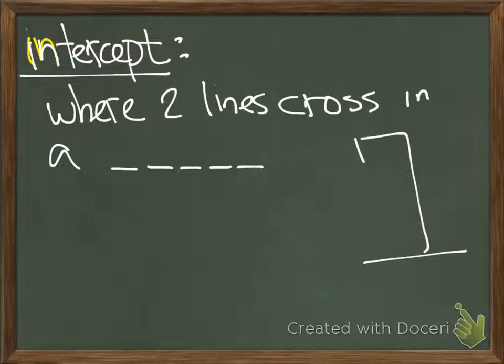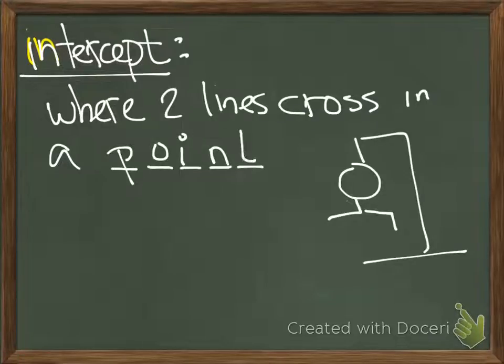A, axis. A, B, C, D, E. H, I, J, K. I. S. Wait, N. O. E. Point. What? Point. Very good. Okay.